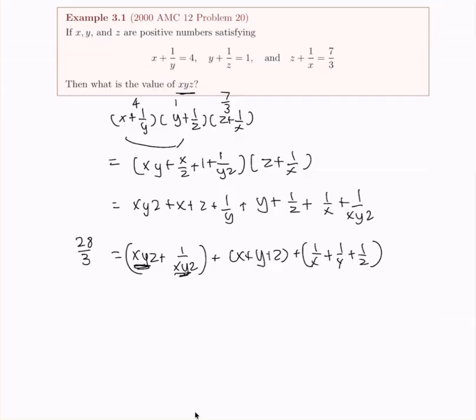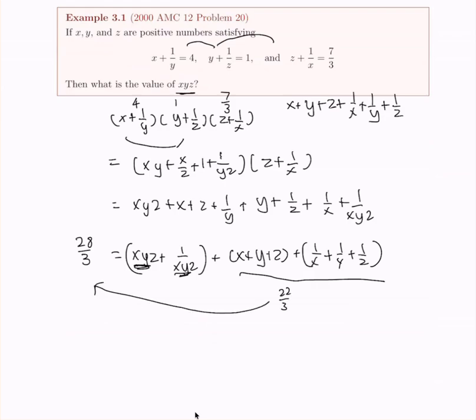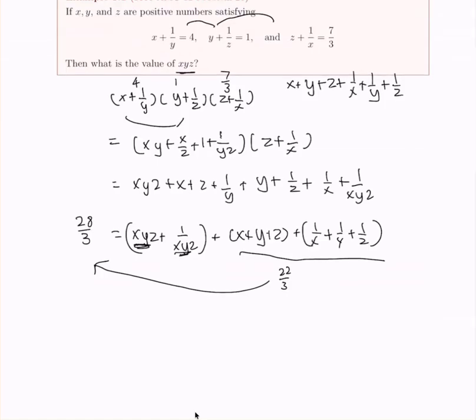Okay, but what else can we do? If we add all three of these equations, then we get x plus y plus z plus 1 over x plus 1 over y plus 1 over z, which is exactly what we have over here. So if we add all of these, then we get 5 plus 7 over 3, which is 22 over 3. Okay, now if I move this over to this side, then that gives me 6 over 3, which would be equal to 2.